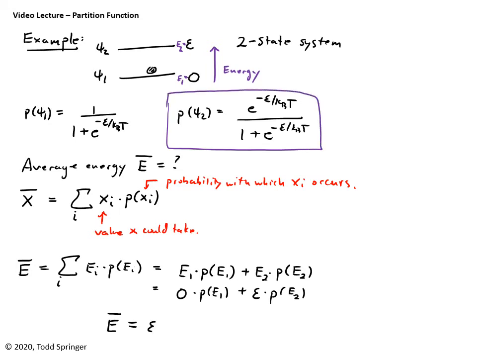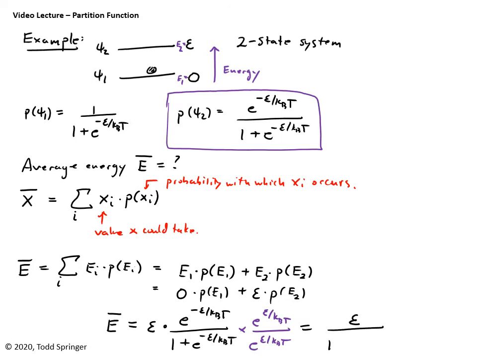So it's going to be epsilon times e to the minus epsilon over kBT, over 1 plus e to the minus epsilon over kBT. You can make this look a little bit nicer if you multiply the top and the bottom by e to the epsilon over kBT. And then the top just becomes epsilon, and the bottom becomes 1 plus e to the epsilon over kBT. Okay, so there's the average energy of this system.